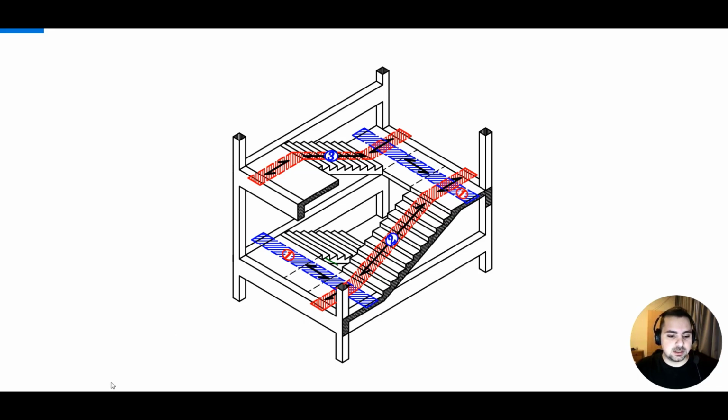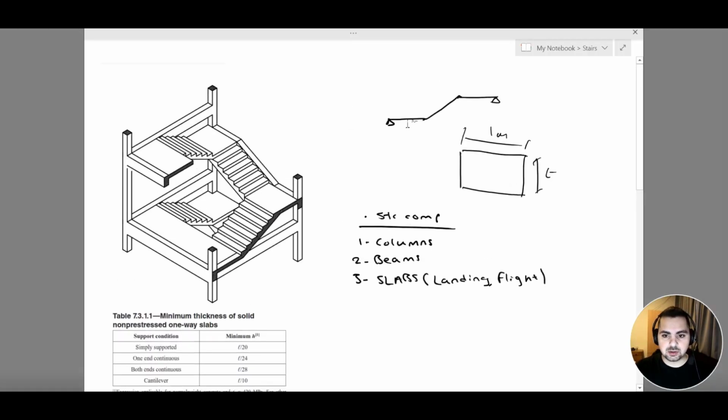So basically, if we go back to this image here, we have this support, then the landing, then stairs, then landing, then this support. So I only have supports at start and at end. I do not have any intermediate supports. This is one thing that we can conclude for sure.